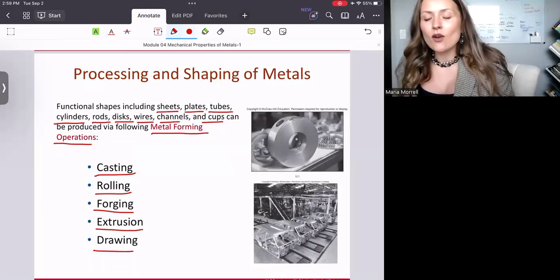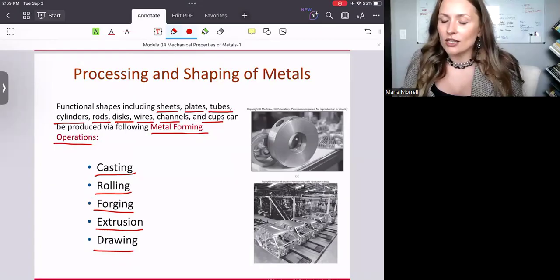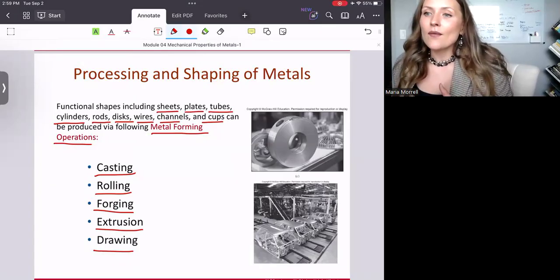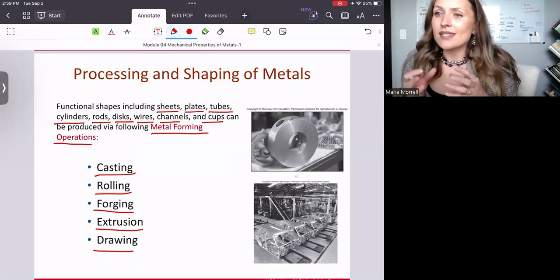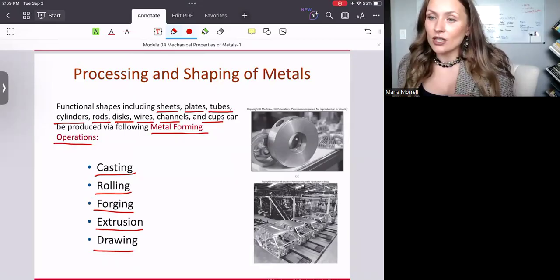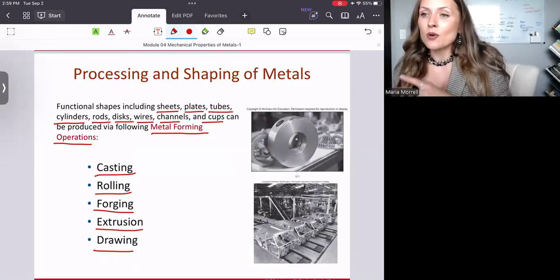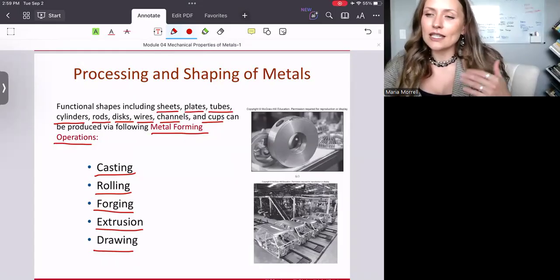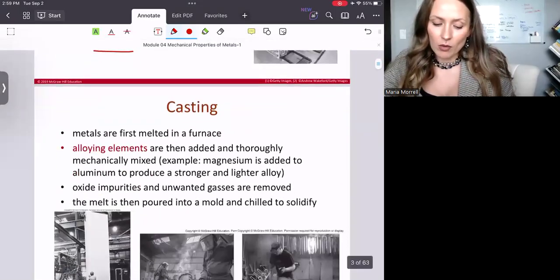Now, which operation the metal was subjected to defines the final metal's properties. The metal can be stiff, the metal can be strong, the metal can be ductile, and depending on which operation it was subjected to, those properties can be manipulated and changed. Now let's look at each of these operations one by one.